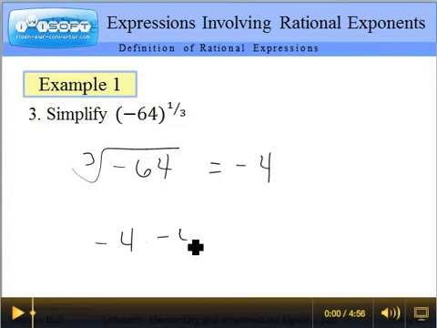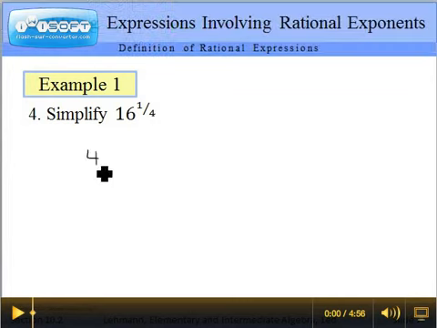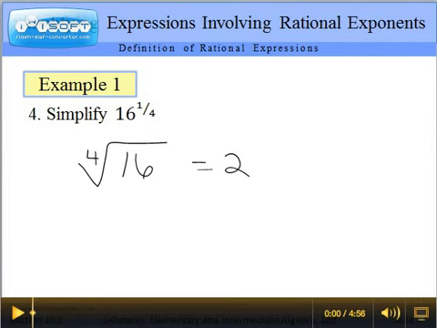I want to simplify 16 to the 1/4. So 16 to the 1/4 is the fourth root of 16. So the fourth root of 16 is 2, since 2 times 2 times 2 times 2 is equal to 16.